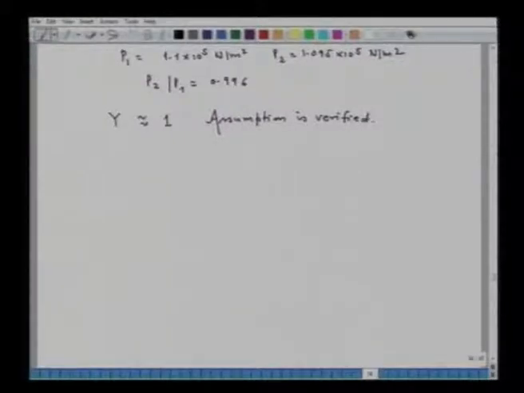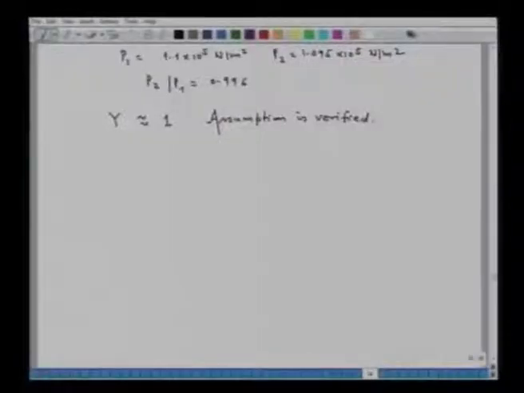Now, if you do not want to make any assumption, then you can substitute the formula for y into the expression. Now, in the expression P2 upon P1 is the only variable, the rest is all known. So, by the method of iteration, you can also find out the value of P2 upon P1 or the pressure differential. That is also one of the techniques. So, now with this we have verified the assumption, hence our answer is okay, there is no problem at all.